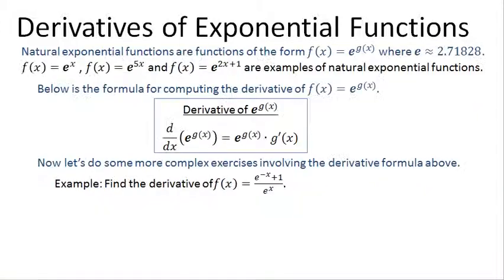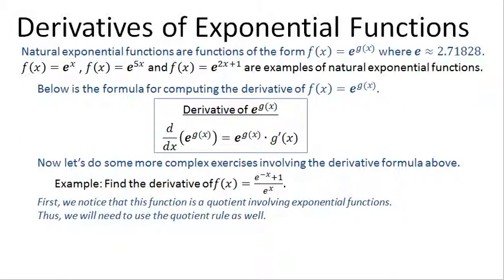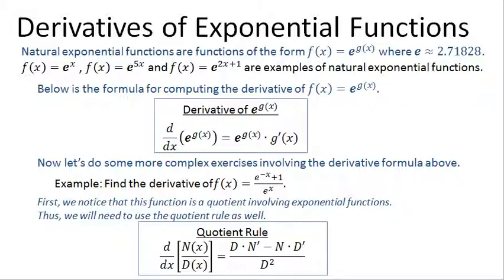Let's look at another. Suppose now we want to find the derivative of a quotient. We want to find the derivative of f of x equals e to the negative x plus 1, that entire quantity over e to the x. That obviously is a quotient rule. So that means that you have to remember what the quotient rule says. And in case you don't, I'll put it here.